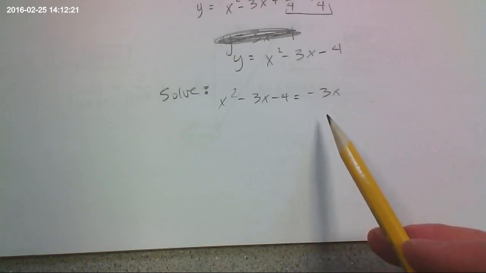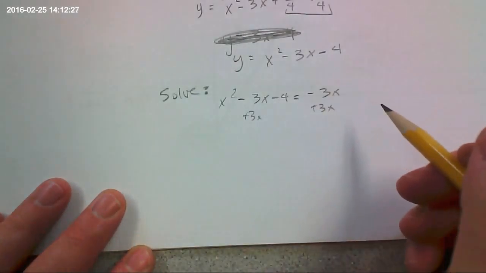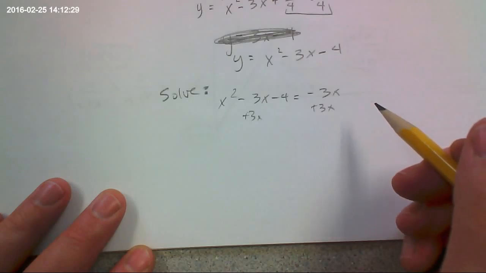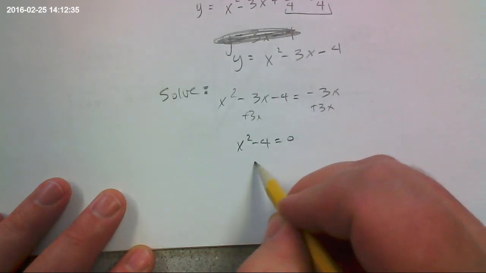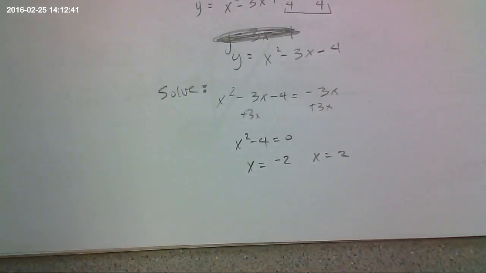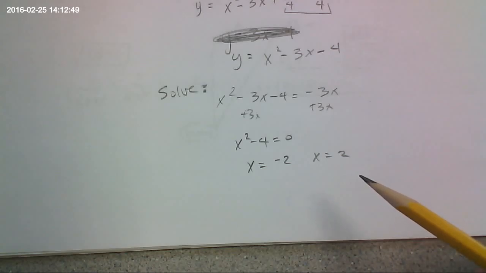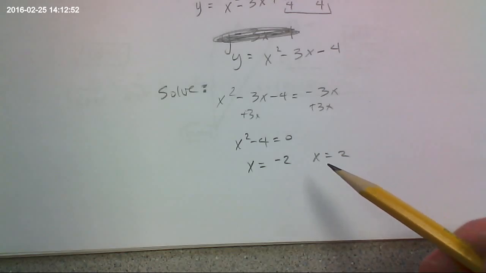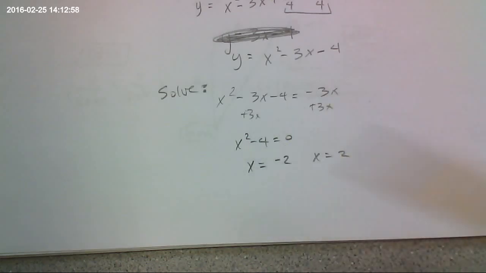Carlos, did you do this one? You did. Oh, good. So you added 3x to both sides? Yeah? And you got x squared minus 4 equals 0? Uh-huh. And then you got x equals negative 2 and x equals positive 2. Yes. Both of them. Oh, why both of them, Andrea? Right, because you could factor it, or you could add 4 and take the square root. Either way. Good? No questions.